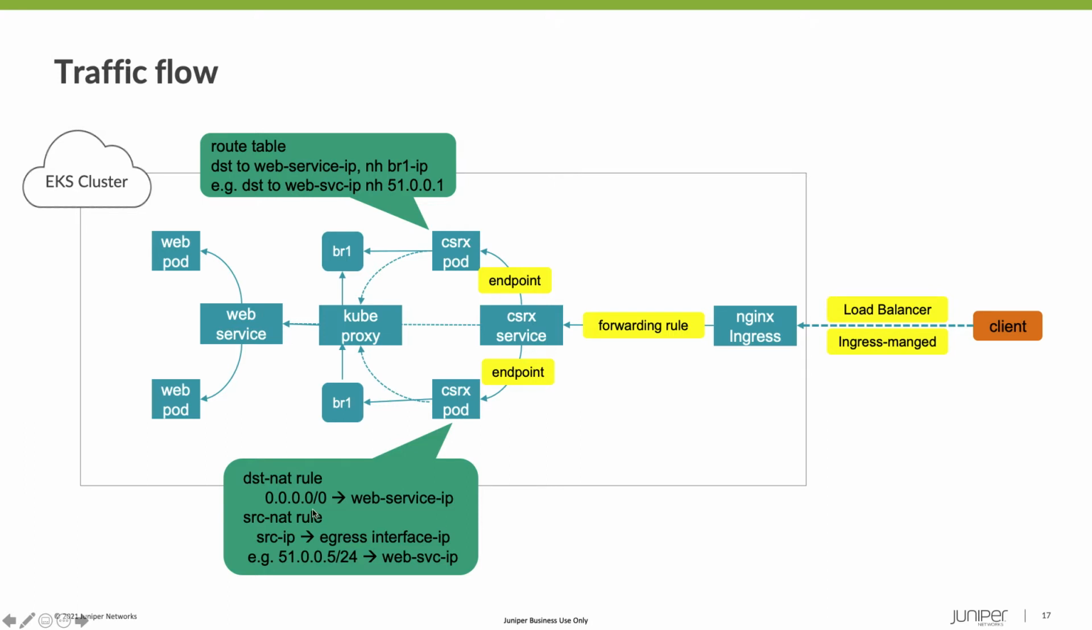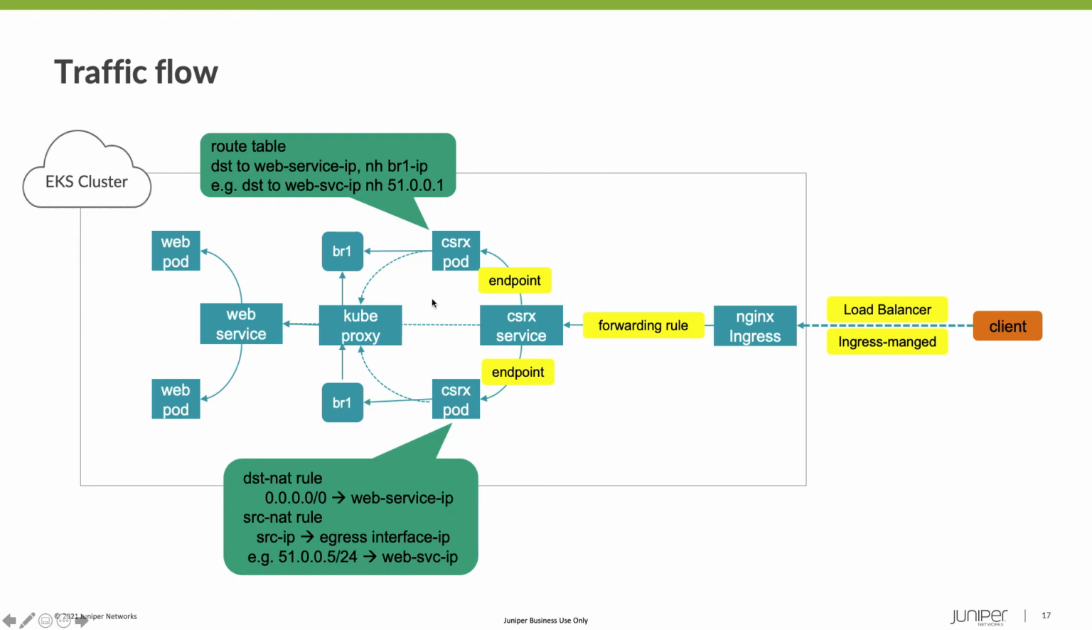We will see in the video that we configure this IP address on the bridge interface on the worker nodes. Similarly, there's a destination NAT rule. By default, all traffic hitting the cSRX pod is directed towards a web service IP. And there's a source NAT rule which ensures that there is stickiness of the reverse traffic. So there's a source NAT performed with the source IP translated to the egress interface IP on the cSRX pod. For example, the source IP is going to be 51.0.0.5/24 on the cSRX egress interface.